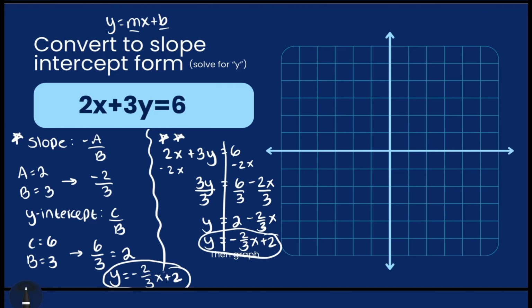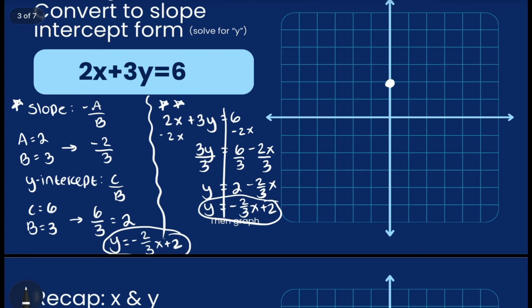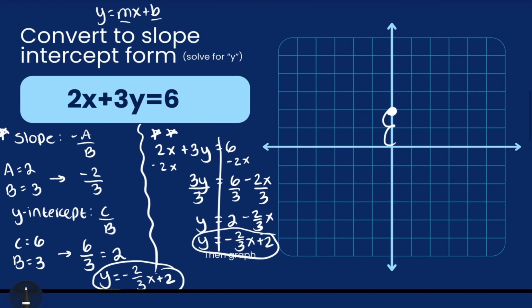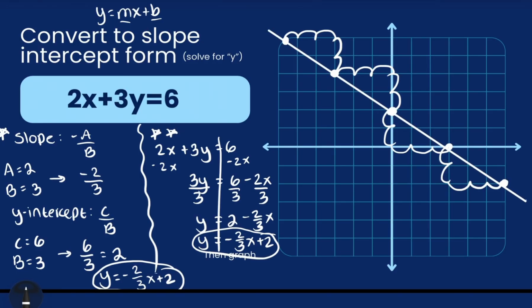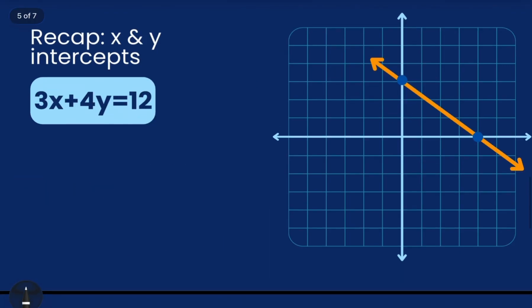But now let's graph it. First I'm going to graph my y-intercept, which is 2. Then I'm going to go down 2 and to the right 3. And I'm going to go the opposite: up 2 and to the left 3. Then I'm going to draw my line. And that's it.